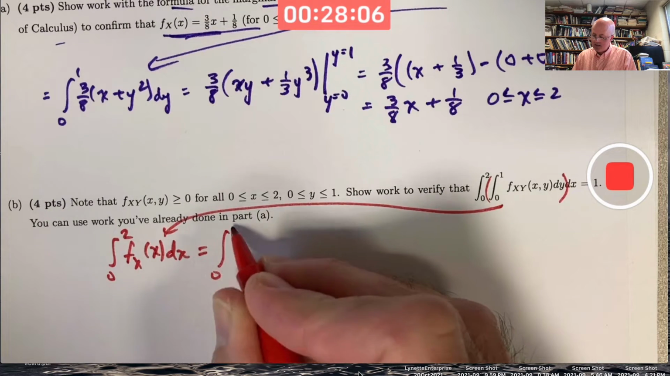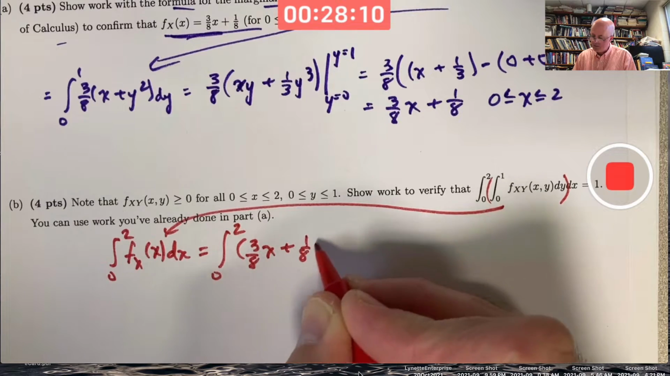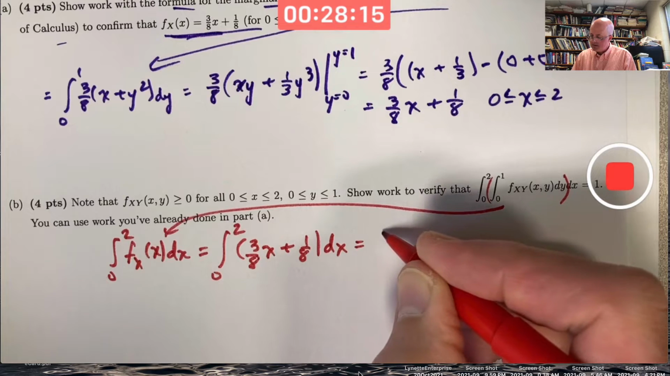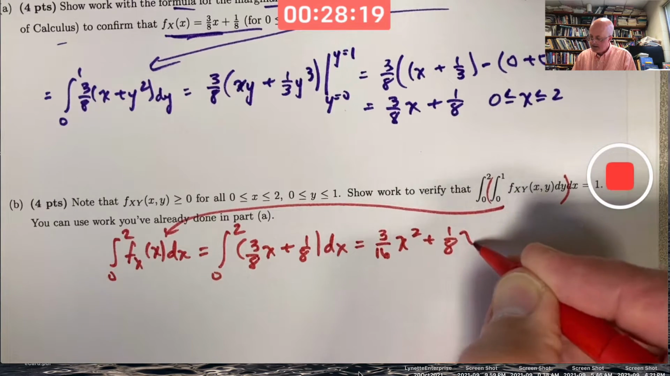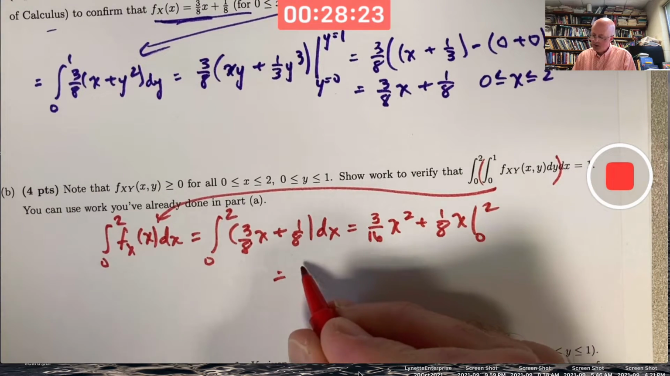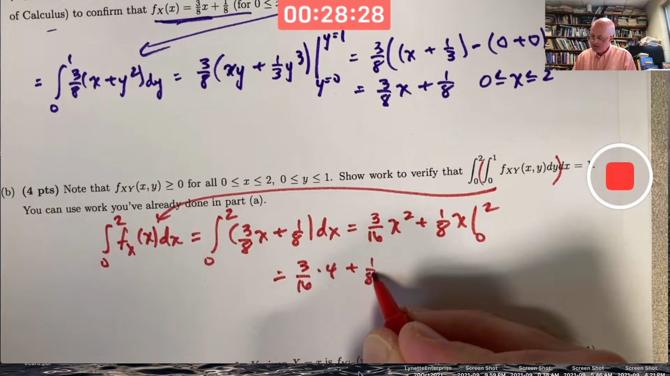That means integrating 3/8 x plus 1/8 with respect to x. That's going to give 3/16 x squared plus 1/8 x, where x goes from 0 to 2. We'll get 0 when we plug in 0. What do we get when we plug in 2? We get 3/16 times 2 squared, which is 4, plus 1/8 times 2.